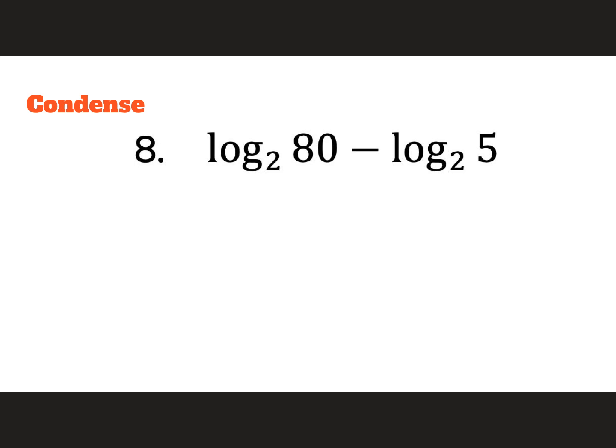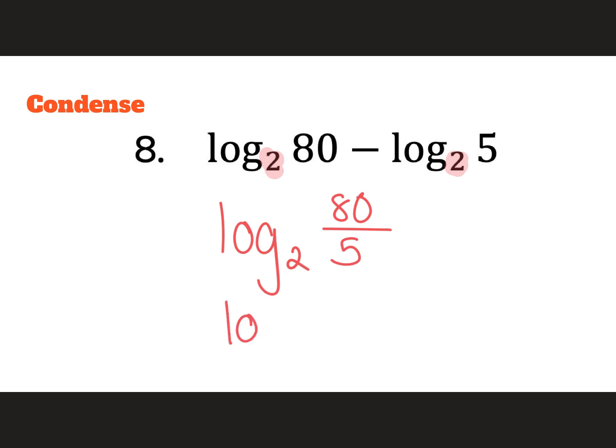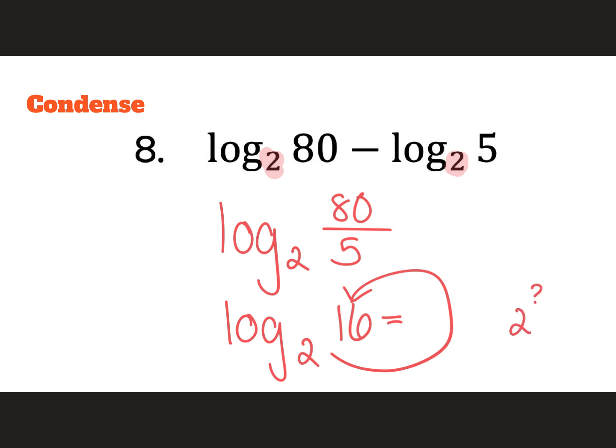In 8, again, checking to make sure our logs have the same base, and they do, so I'm going to write this as one log with base 2, and my argument is going to be 80 divided by 5, because this is the quotient property, and you could, of course, reduce that to log base 2 of 16. And because we can, this is one we could easily figure out in our heads. Log base 2 of 16 is really saying 2 to what power is equal to 16, and hopefully you recognize that that would be 4.